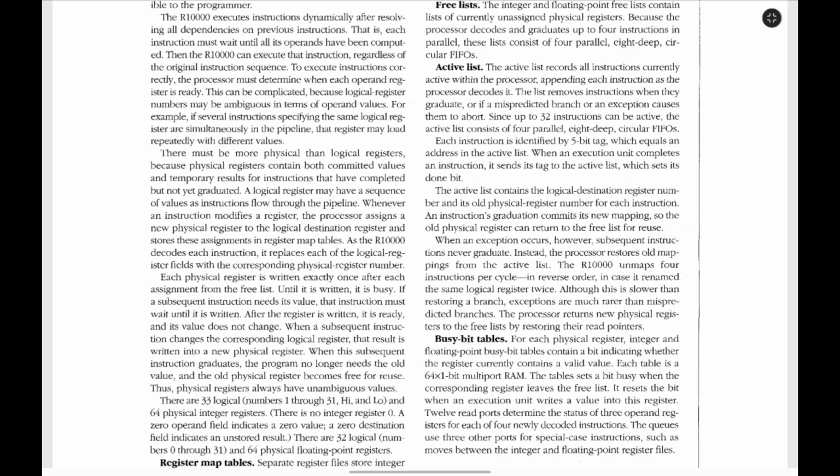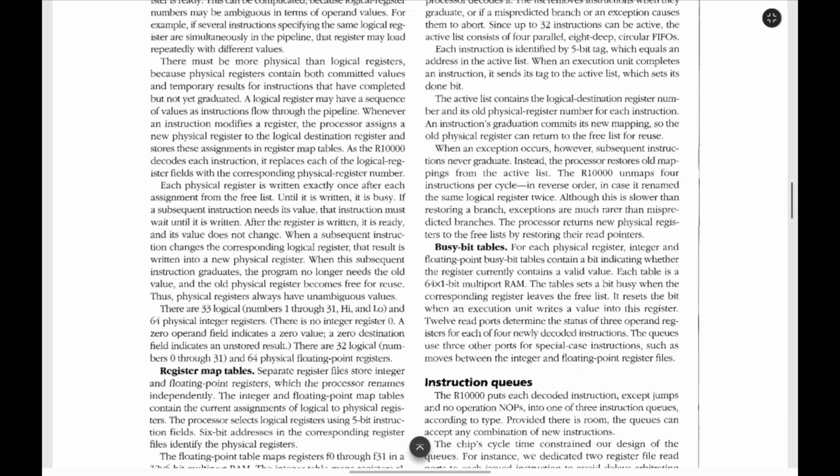As the R10000 decodes each instruction, it replaces each of the logical registers with the corresponding physical register number. Each physical register is written exactly once after assignment from the free list. Until it is written, it is busy. If a subsequent instruction needs its value, the instruction must wait until it is written. After the register is written, it is ready, and its value does not change.